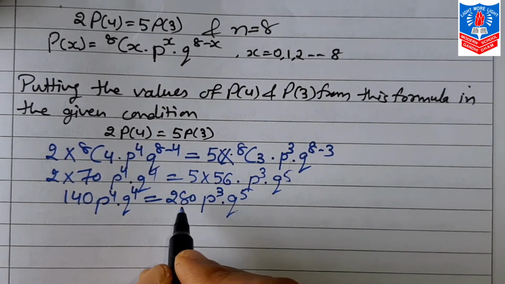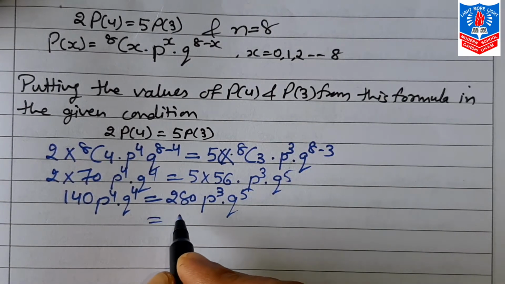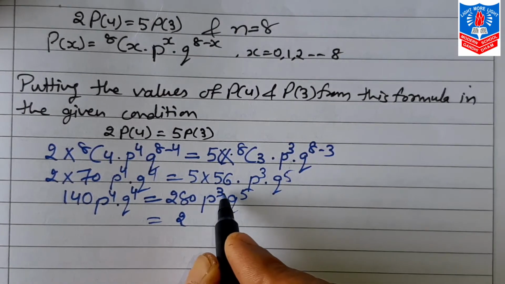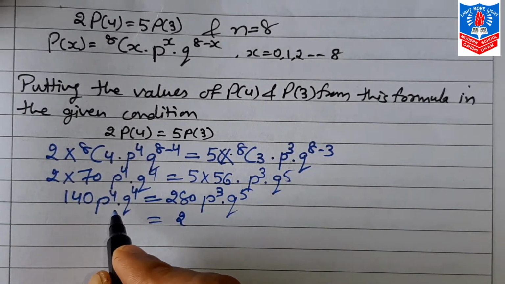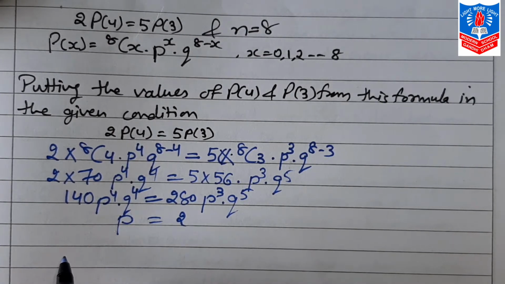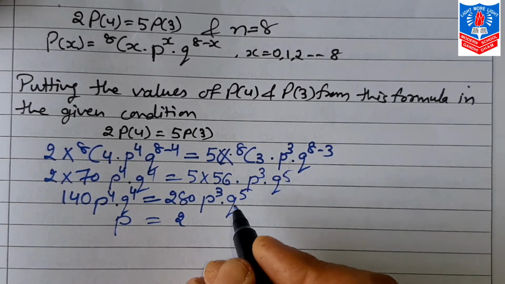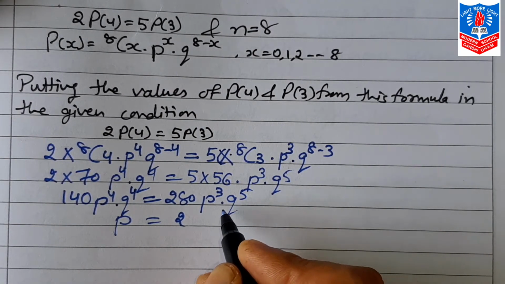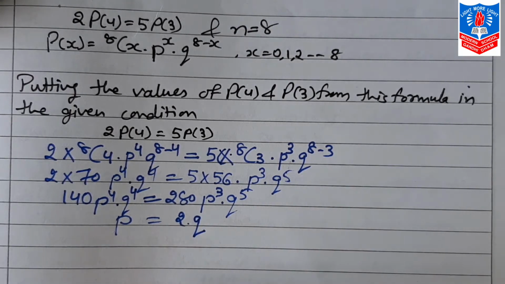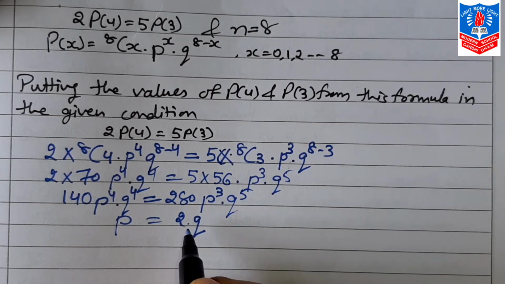Now if we take 140 and 280 this side, this will be equal to 2 only. Here is p4, here is p3; if you take this side, it will be in division. p3 cancels, what is left is only p. Here is q4, here is q5; if you take q4 this side, we divide. So q4 cancels, what is left is only q. So now what is left? p is equal to 2q.